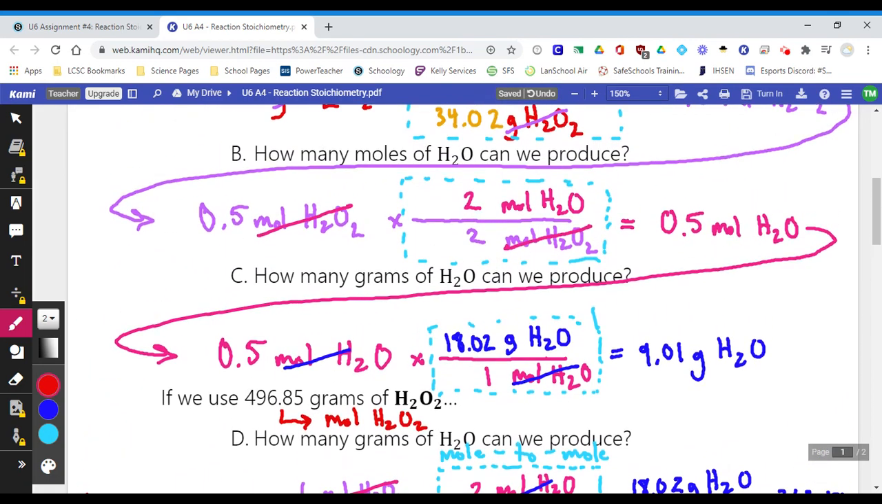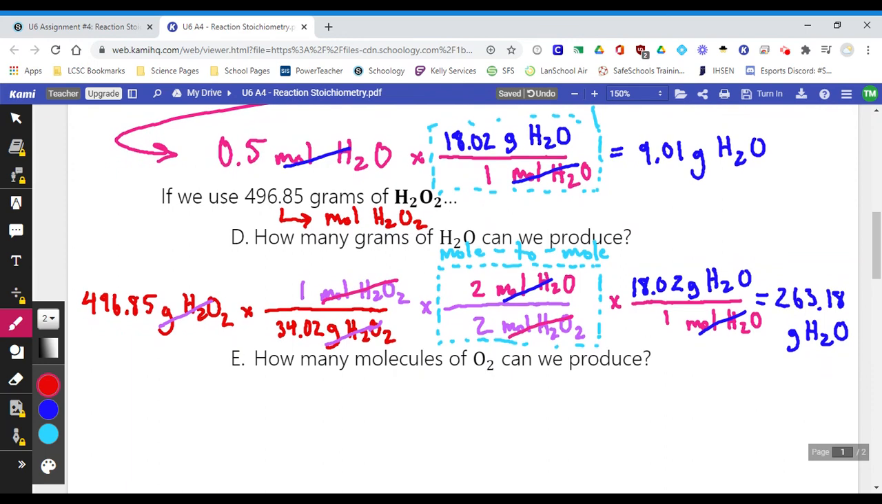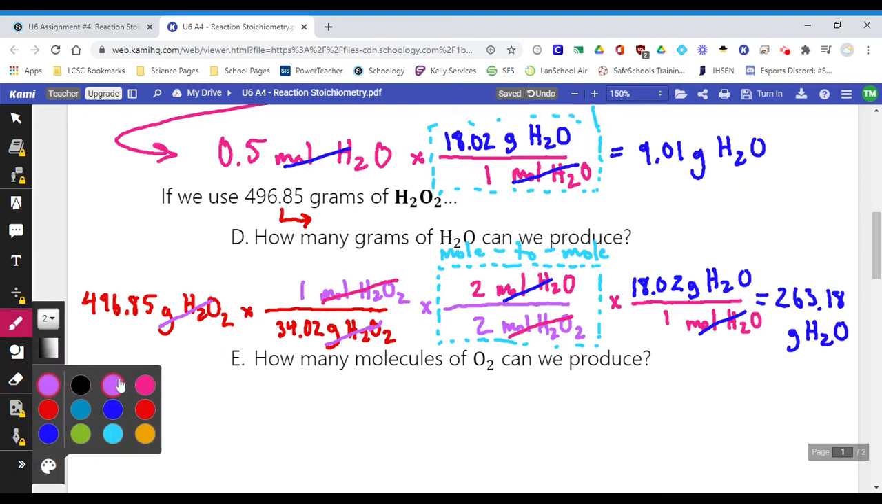Okay. Actually, let's do... Sometimes I get a little obsessive over my color coding. Moles of H2O2. Ugh, like that. My O turned out a little bit better.